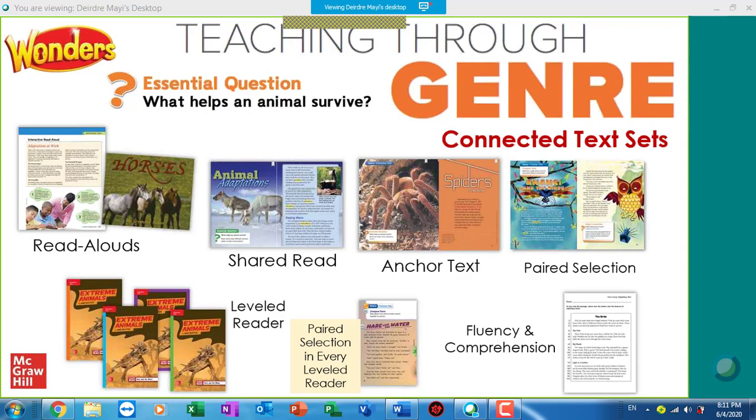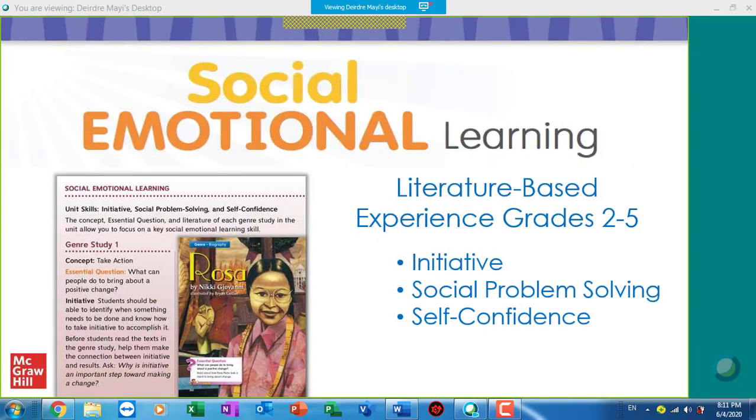Now, while students are engaged in learning through these text sets, you're also going to be helping students develop their social emotional selves. In fact, you're going to find that the literature at grades 2 through 5 will help students to focus on very important concepts in social emotional learning. For instance, as 5th grade students are reading the story Rosa by Nikki Giovanni, the students are going to talk about how Rosa Parks showed initiative and how she was able to change the world by taking initiative. And students will be able to apply the elements that they learn about in social emotional learning in their classrooms. And that is so very important.